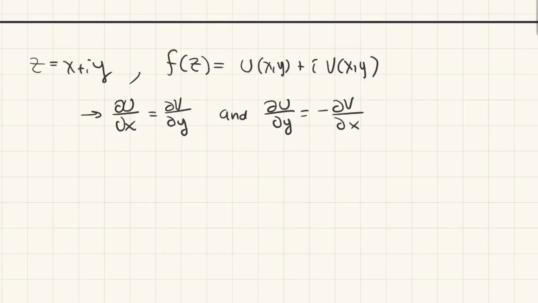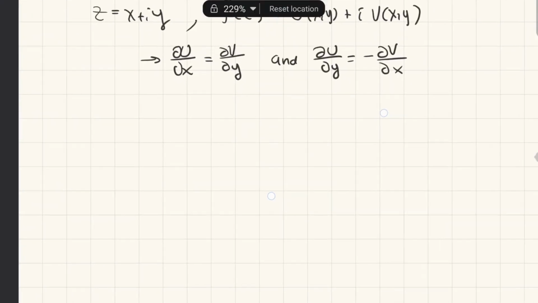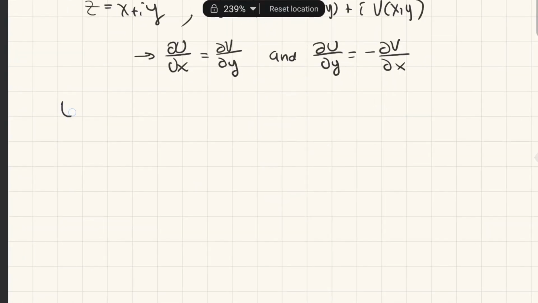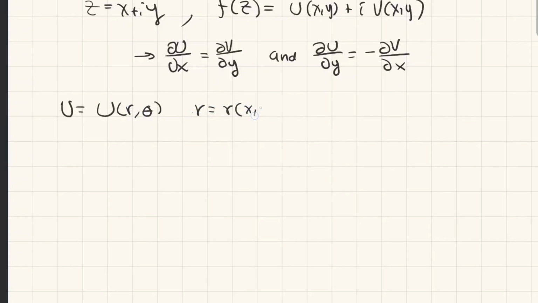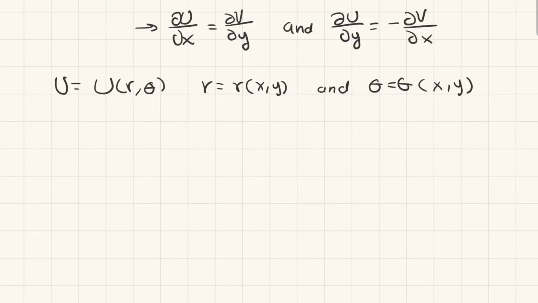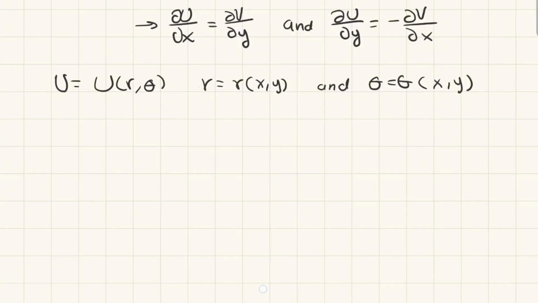And we want to find some equivalent equations, but for the polar coordinates. I mean that u and v are now expressed in terms of r and theta. So this means that u is a function of r and theta, where r is a function of x and y, and theta is a function of x and y. So how can we see this?